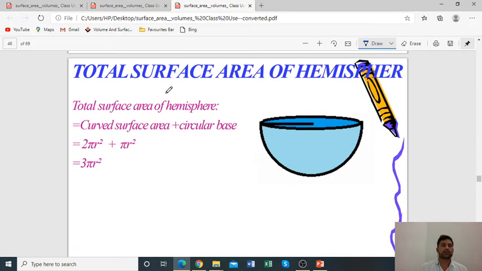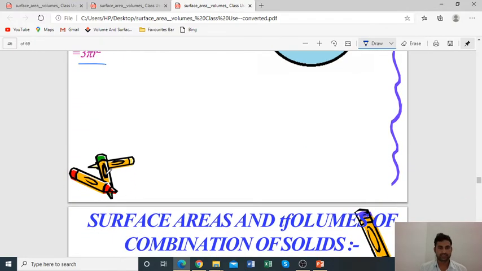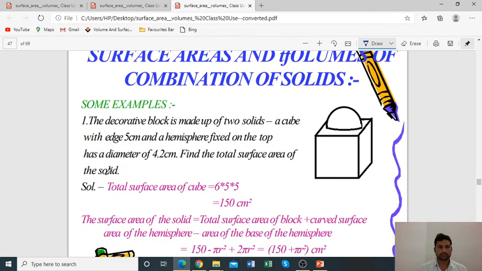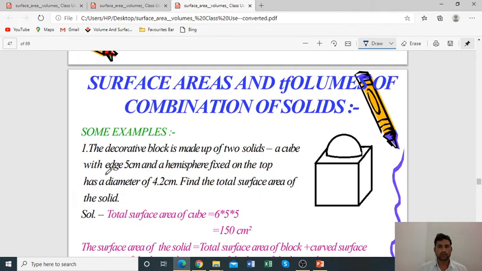Total surface area of a hemisphere: in this total surface area we include the circular base. So the curved surface area of the hemisphere, 2πr², plus πr². So the total surface area of a hemisphere is 3πr². Okay. Next, surface area and volume of combinations of solids.